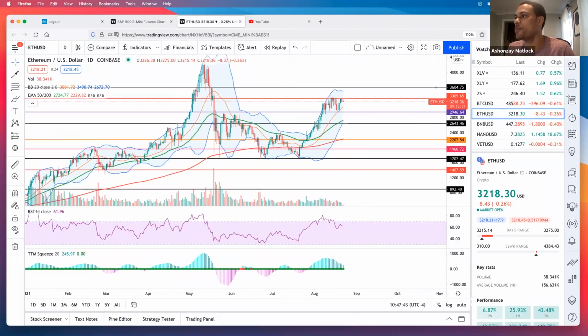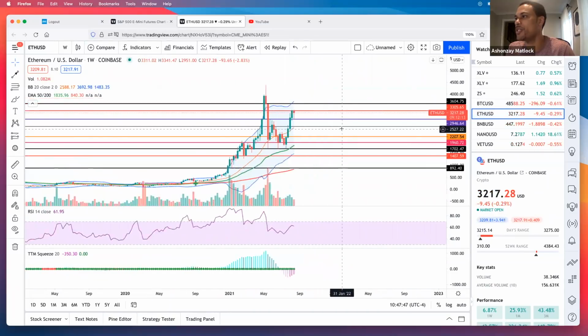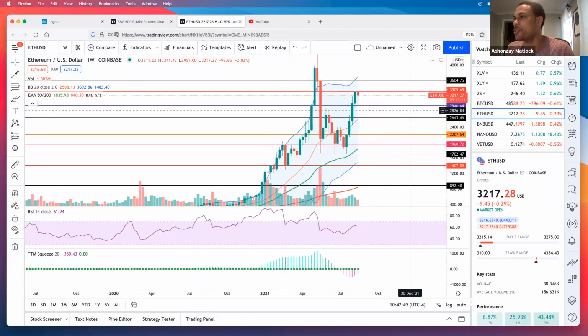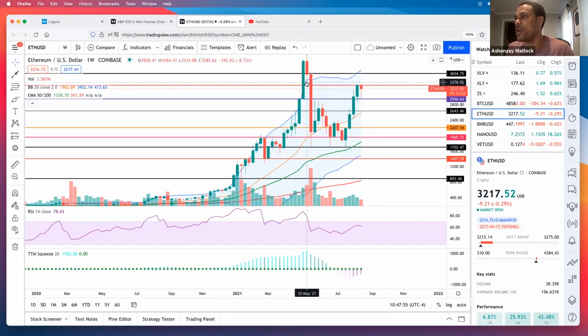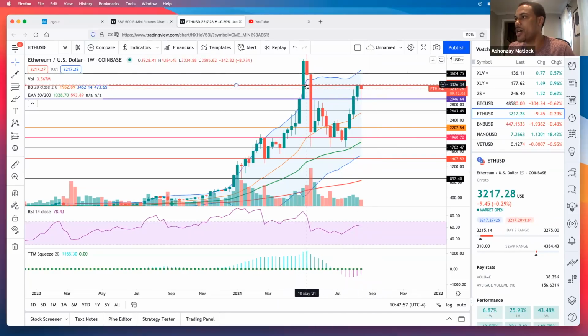Same setup, right? So let's go look at the weekly real quick, but you can already get a feel for where it is. When we look at Ethereum's chart, Ethereum went on a nice 4-week run, and now we're having some trouble at this 33 area. So you can see this is a resistance zone, because this is where we dropped down, and so this is going to be a hard level for us to push through.